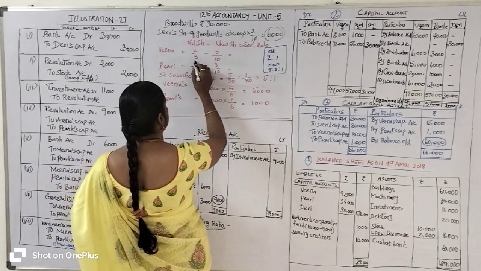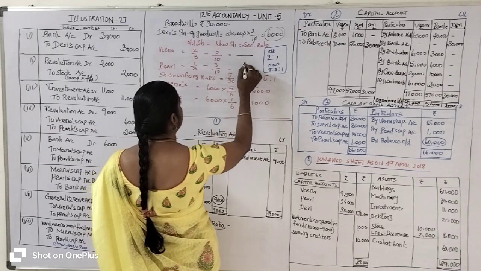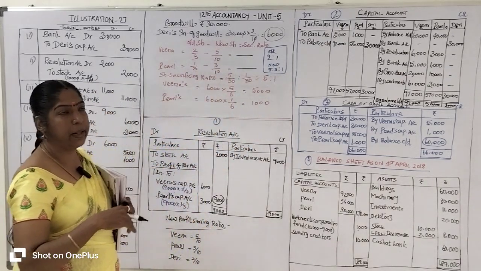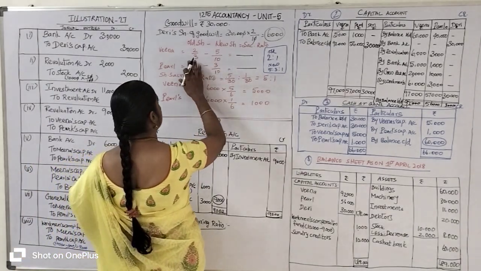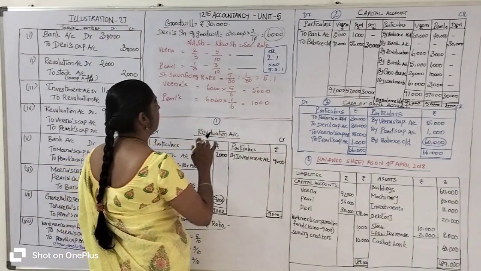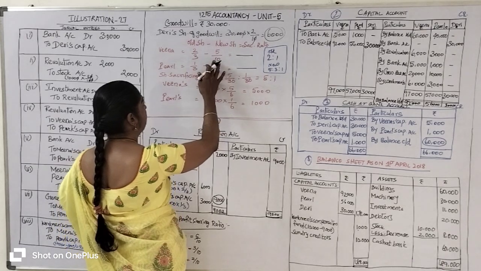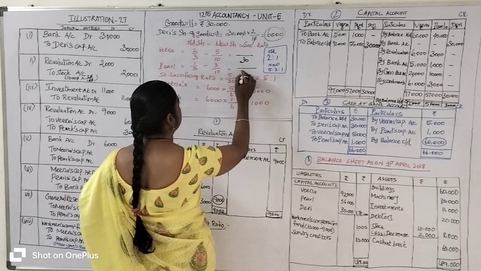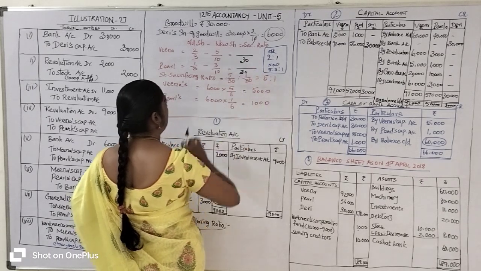So first we check the denominator value. We have different denominators, and there is no common number. 10 is not divisible by 3, and 3 is not divisible by 10. So we need to multiply 3 into 10, and you will get 30. So 30 is the common denominator.